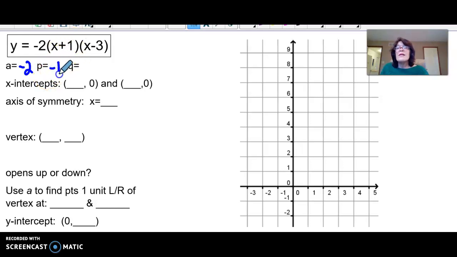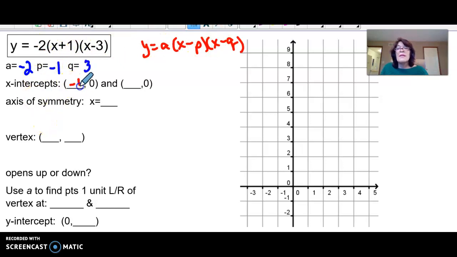P is -1 and Q is positive 3. Okay, the form, remember, the new form that we learned is y equals a times x minus p times x minus q. So the minus is in the formula. Okay, so if I have a +1, that must have been minus -1. P must have been -1 in order to make this a +1.